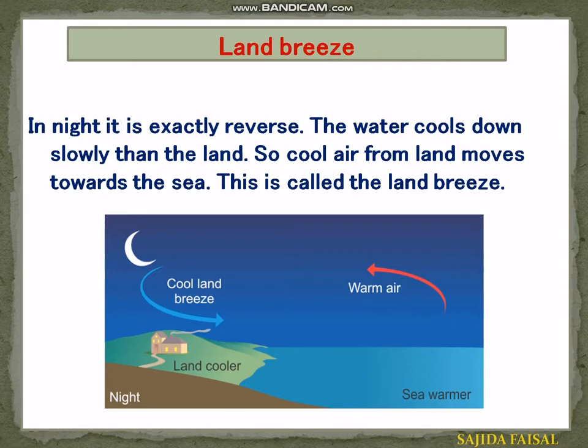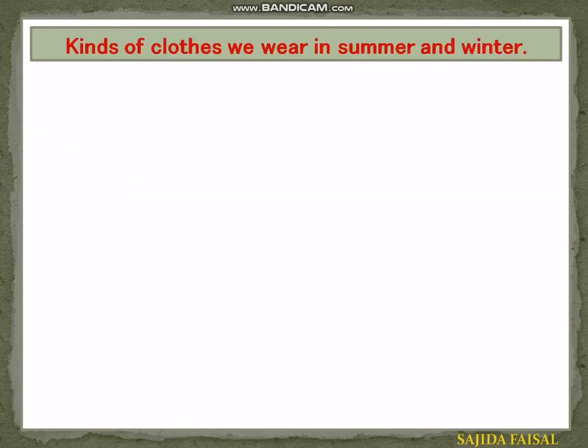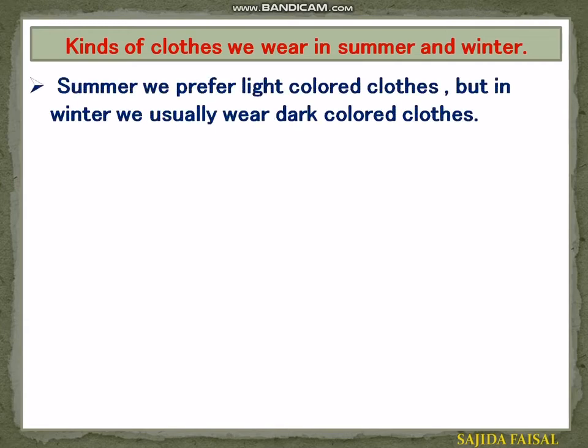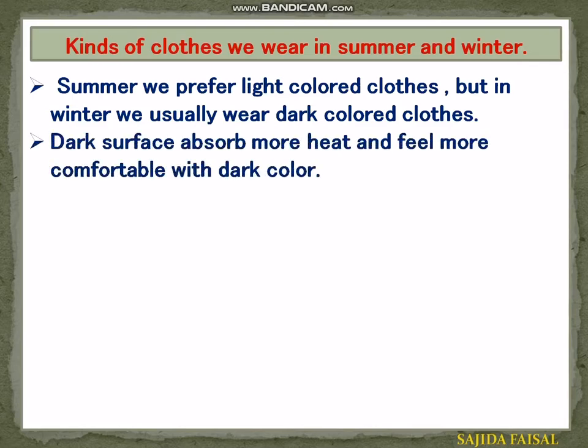Then the kinds of cloth we wear in summer and winter. In summer, we prefer light color cloth. But in winter, we usually wear dark cloth. Why? Because dark cloth absorbs more heat than light cloth. That's why we do not wear dark cloth in the summer season. Dark cloth we wear in the winter season only.